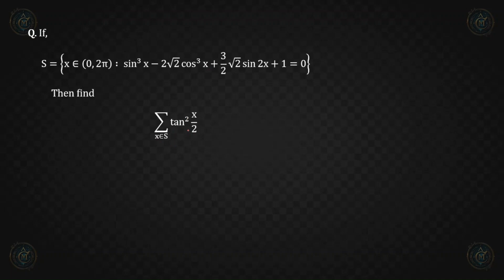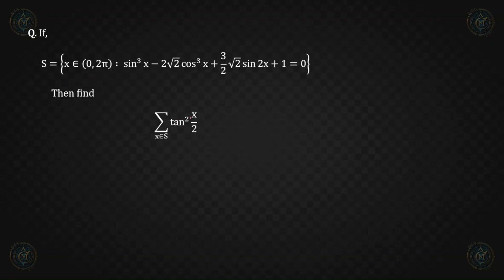That means we have an equation here and x is a root of this equation. That means x belongs to the set S, right? S contains all the roots of this equation. Then we have to calculate this summation. That means for each x in this set, we have to calculate tan square x by 2 and sum all those tan square terms. So our first idea here will be to find somehow this x.